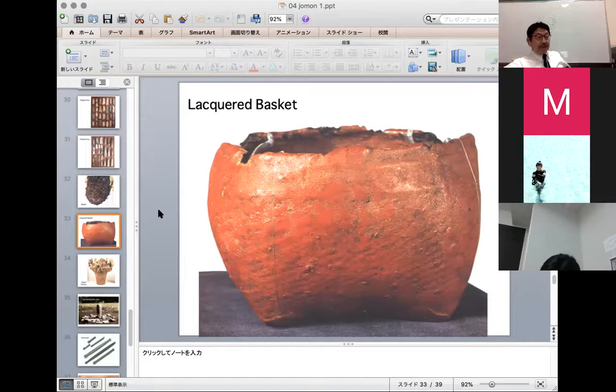If you mix charcoal powder, it will produce black lacquer. And black lacquer and red lacquer are so popular even today in Japan and other countries, in China too. But they had this black and red lacquer in the Jomon period too. That's almost the origin of lacquer work. You see.